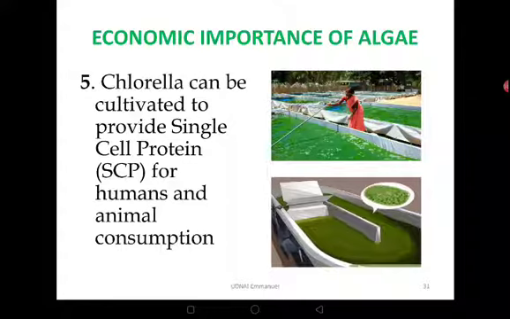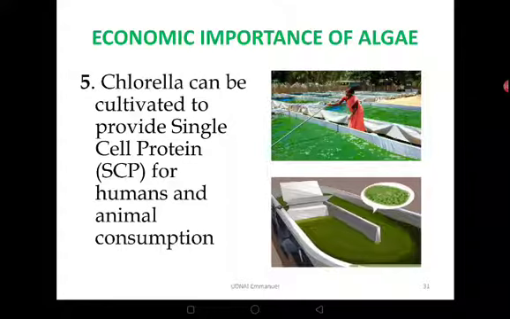Some members like the Chlorella can be cultivated to provide single cell protein, SCP, for human and animal consumption. So these single cell proteins are proteins that are manufactured from microorganisms, those that are single celled, that can be used as food additives for many organisms, including humans. So don't you think that could be interesting? You can take research in that area and extract nutrients from algae and supply them for sale to other organisms or to humans to feed themselves or other organisms.